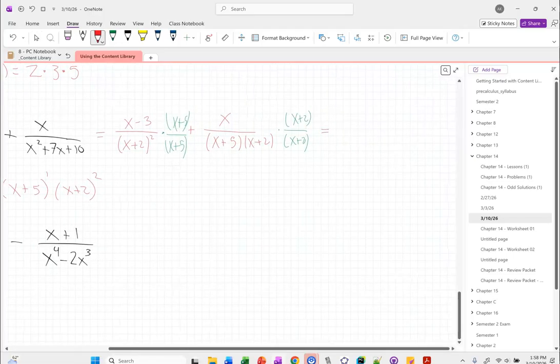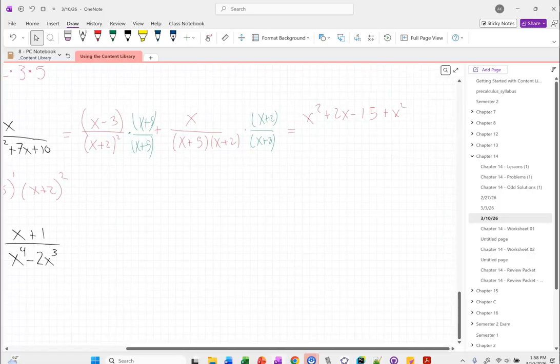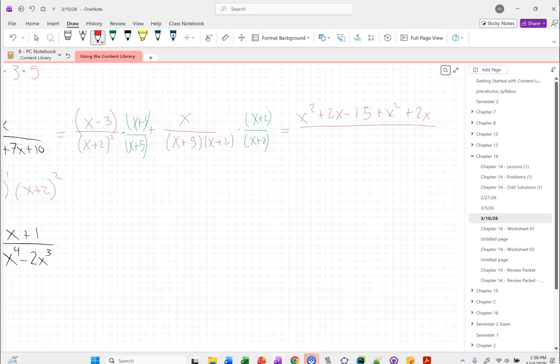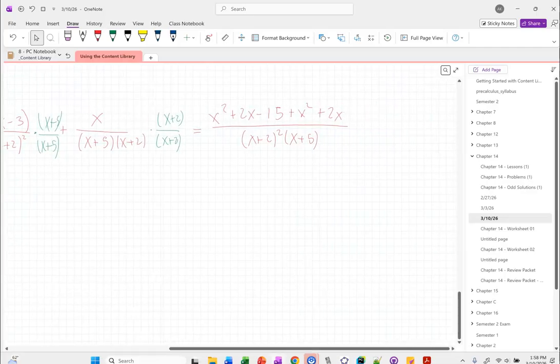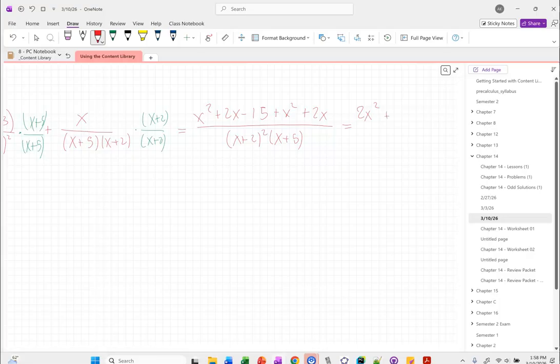Okay. I'm going to multiply the numerators out. Is it okay if I FOIL this stuff out in my head? Everybody okay? I'm going to combine my like terms now. So x squared plus x squared is 2x squared. 2x plus 2x is 4x. And then I have minus 15.